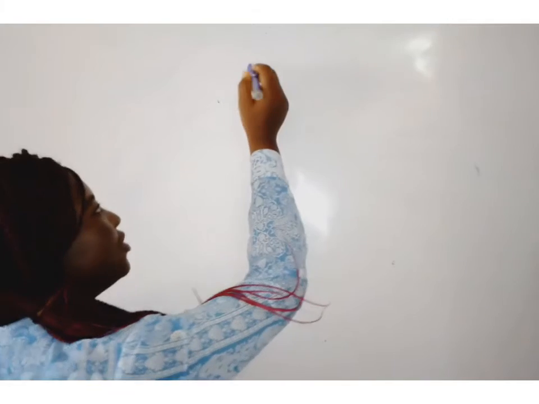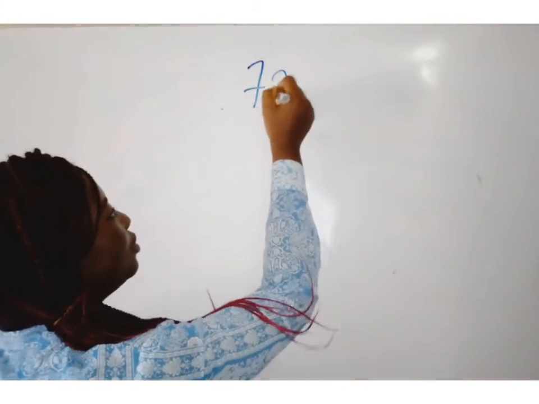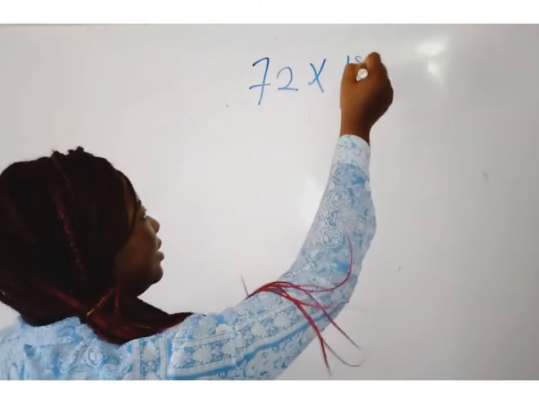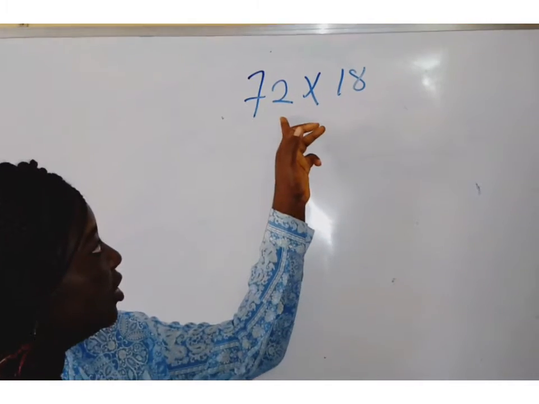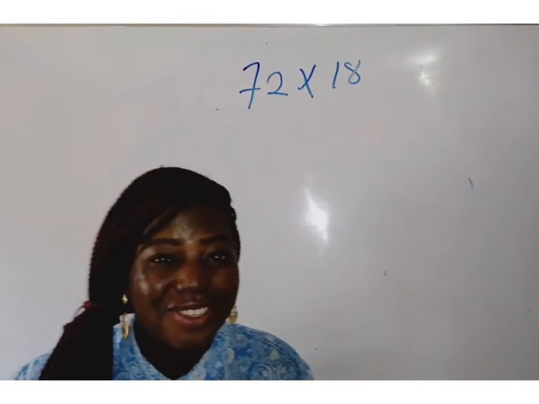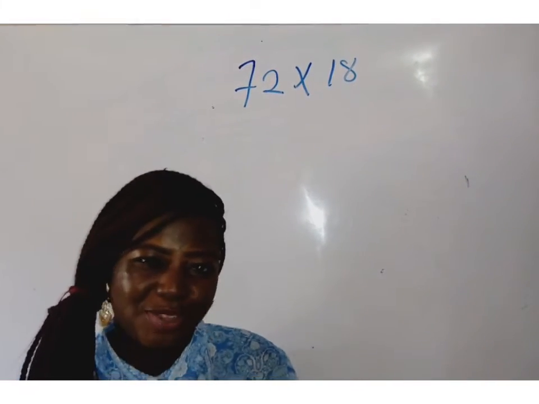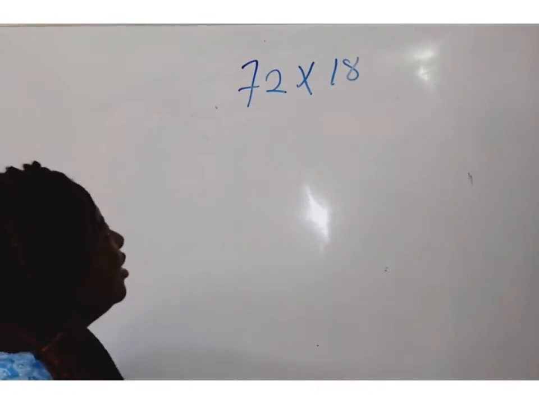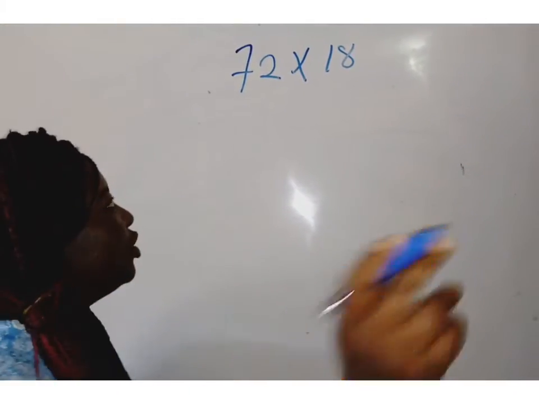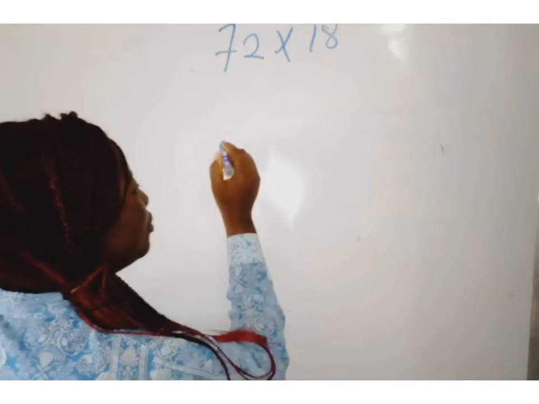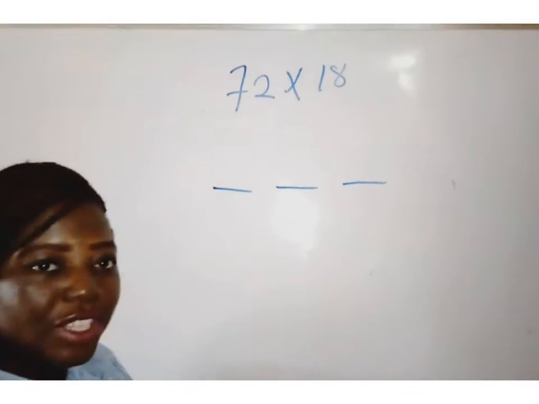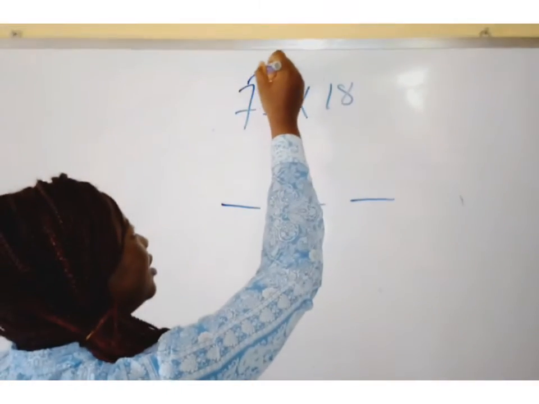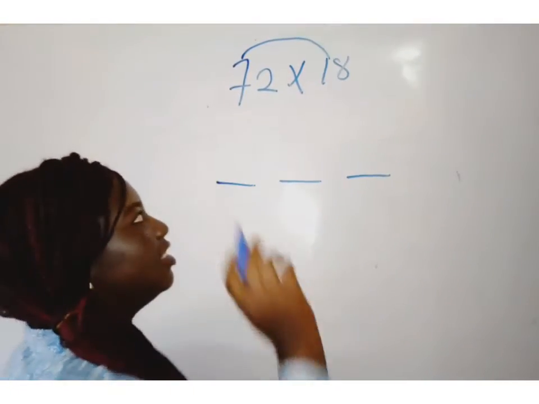Okay, let's say 72 multiplied by 18. You know, last one, so it must be the same digit, and this one must add up to 10, but this one doesn't require any condition, so we just multiply it. So let's start. If you have numbers like this, you rule 3 lines. When you rule 3 lines, you multiply the first digit with each other.